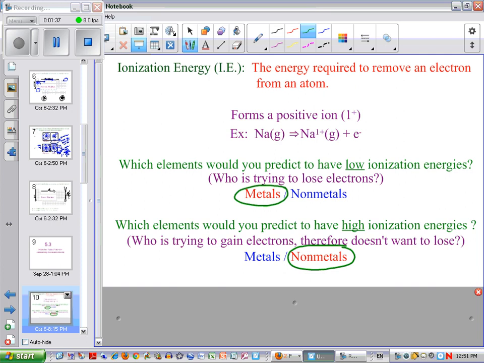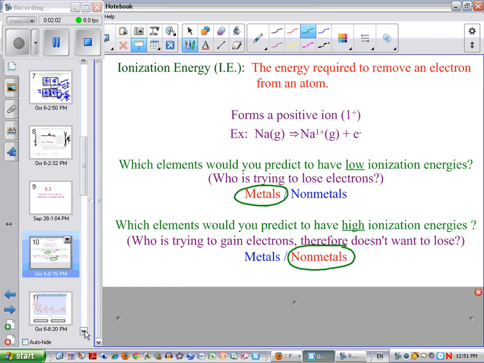Whereas if I have 8 friends, but I only have 5 ACL tickets, and you walk up to me and go, hey, I want to buy an ACL ticket from you. Am I going to sell one of my 5? I'm trying to get how many? 8. So if I sell you one of my 5, now I have to find more, right? Doesn't make any sense. So if I'm trying to find more, it's very unlikely that I'm going to give up any, and that's exactly how nonmetals are.